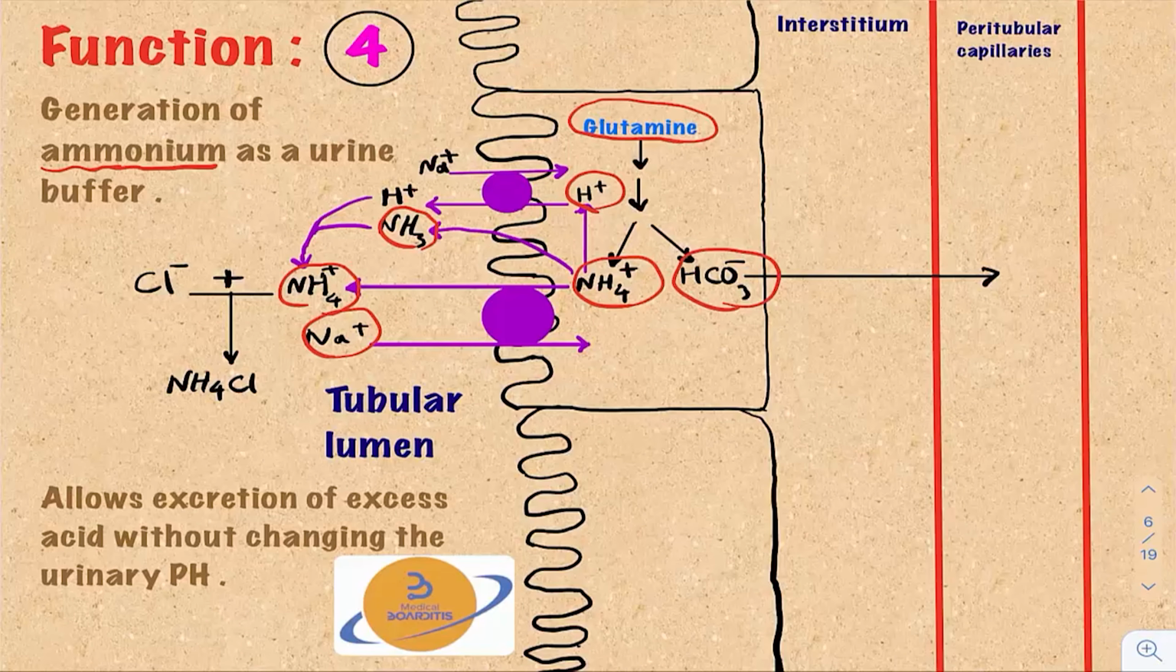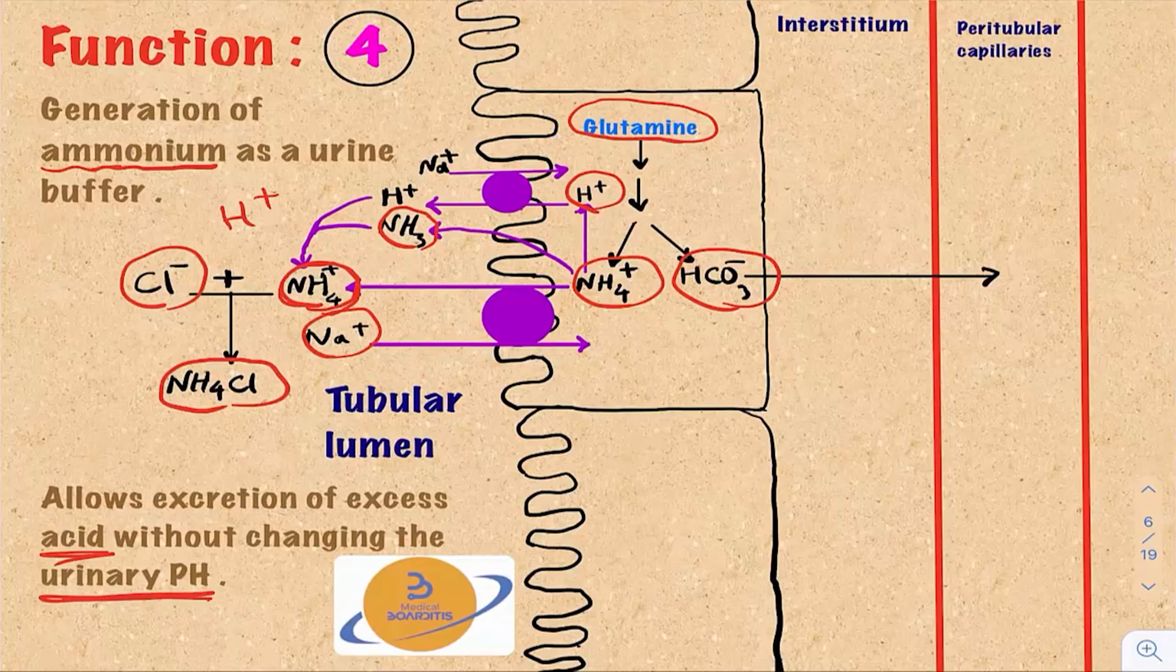Inside the tubular lumen, the ammonium becomes generated again and it combines with chloride and forms ammonium chloride. The major function of this is to allow the excess excretion of acid, which is this hydrogen ion, without changing the urinary pH. Without this mechanism, the urine pH becomes too acidic and that can be dangerous to the urinary system.